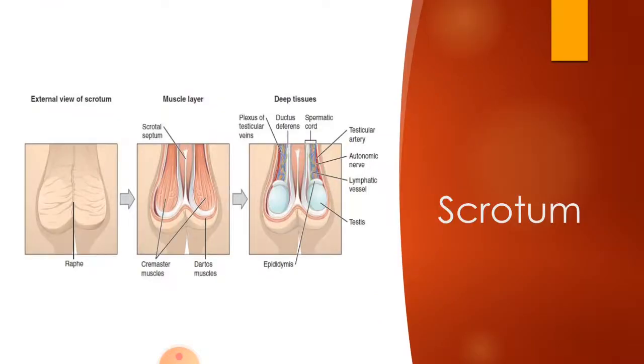So now we will talk about the male reproductive system, and the first topic that we are going to discuss is the scrotum. But before that, we will start with the introduction. The function of the male reproductive organ is the production, maturation, and the storage of the spermatozoa, and also the delivery of spermatozoa in the semen into the female reproductive tract. The urethra is the common passageway for the urine excretion and for the ejaculation.